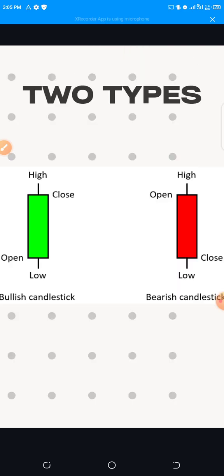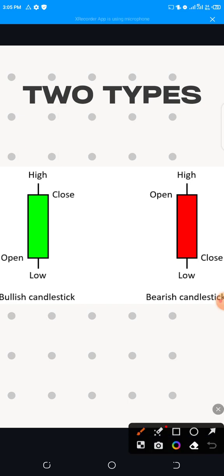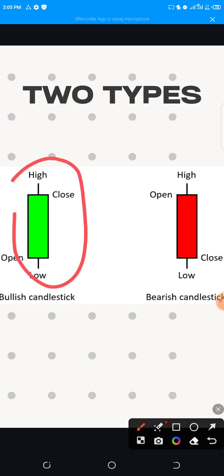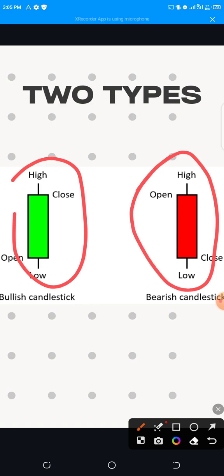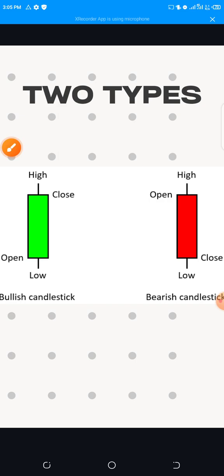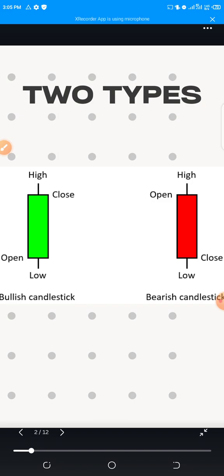So there are two types of candlesticks: the bullish candlestick and the bearish candlestick. These are the two types of candlesticks. As you can see, most of the time the bullish candlestick is represented in green, while the bearish candlestick is represented in red. So now let's see how these candlesticks are formed.